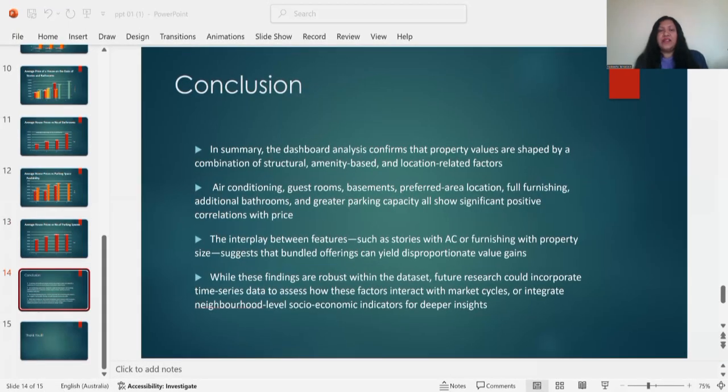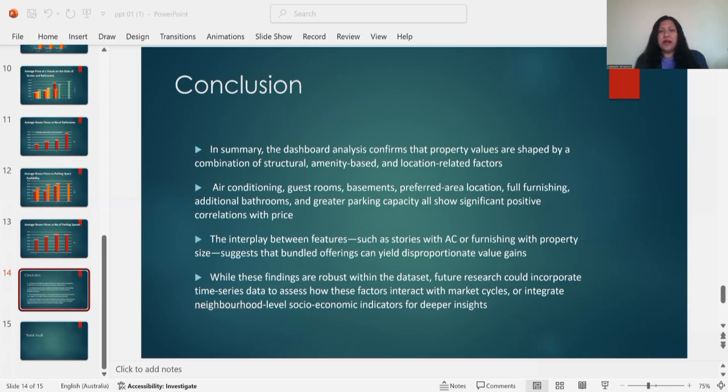In summary, the dashboard analysis confirms that property values are shaped by a combination of structural, amenity-based, and location-related factors. Air conditioning, guest rooms, basements, preferred area location, full furnishing, additional bathrooms, and greater parking capacity all show significant positive correlation with price. The interplay between features such as stories with air conditioning or furnishing with property size suggests that bundled offerings can yield disproportionate value gains.